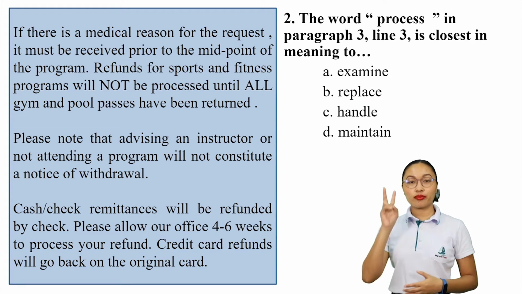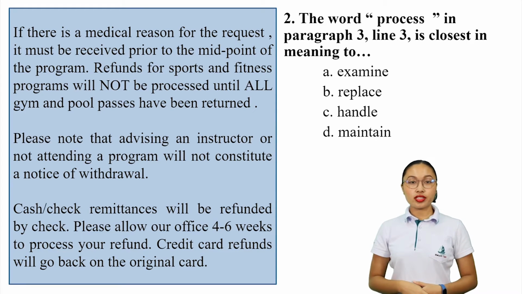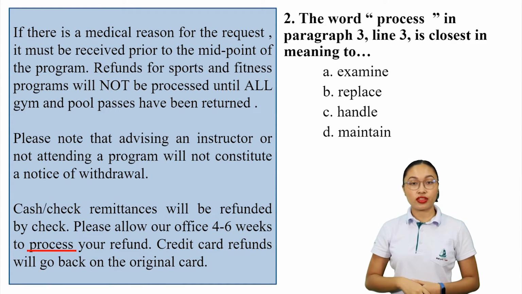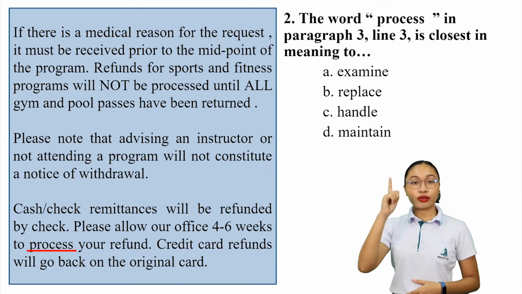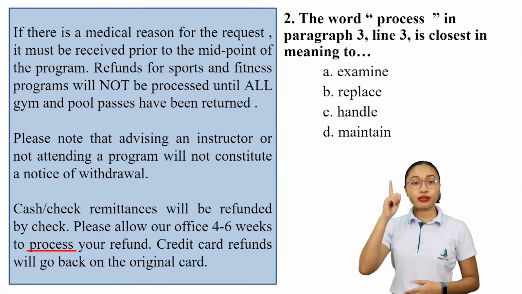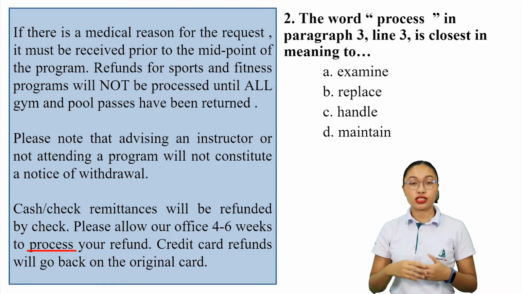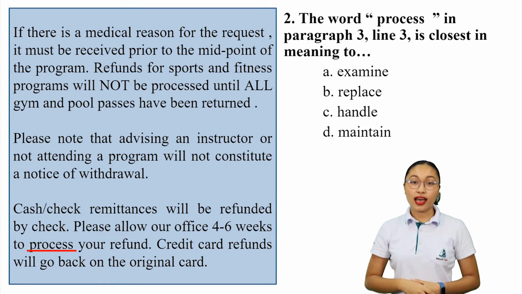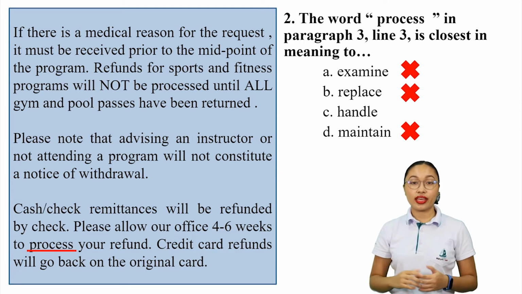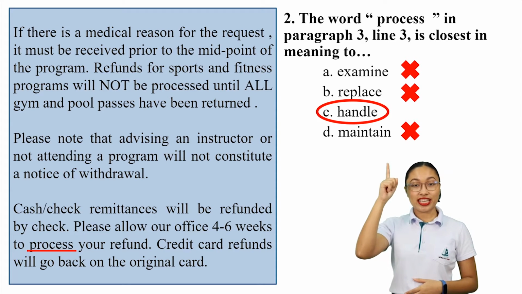Vocabulary question number 2. The word process in paragraph 3, line 3 is closest in meaning to. Letter A, examine, means to inspect something. Letter B, replace, is to take place of something. And letter D, maintain, is to continue the condition of something. Letters A, B, and D are not the answers. The best answer would be letter C, handle.